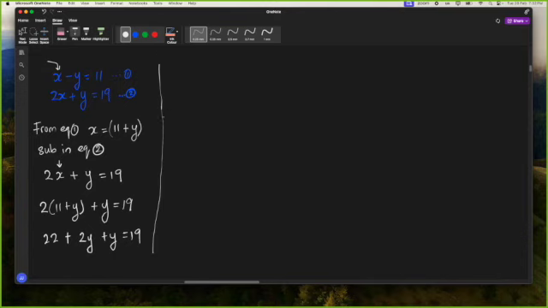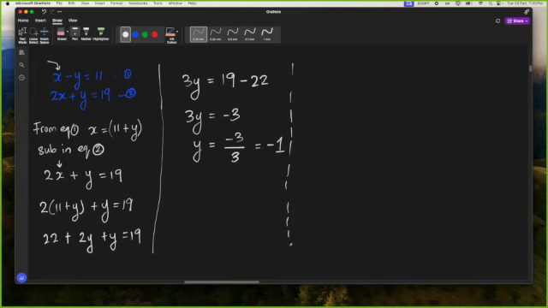You gotta be real careful, right? So 2y plus y is 3y is equal to 19. And I'll take the 22 and throw it across. It'll become minus 22. So 19 minus 22 is negative 3. So 3y is negative 3. y will be negative 3 divided by 3, which is negative 1. And that is it for the substitution method there. We finished with the substitution method there.